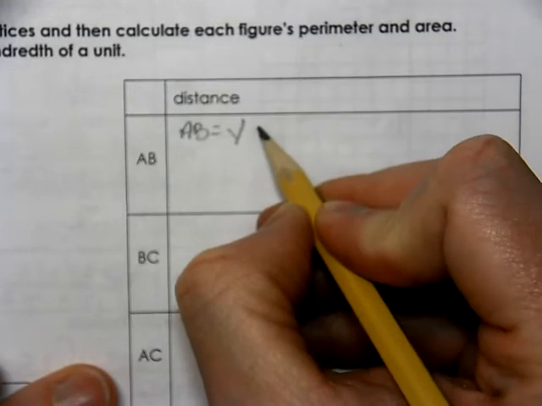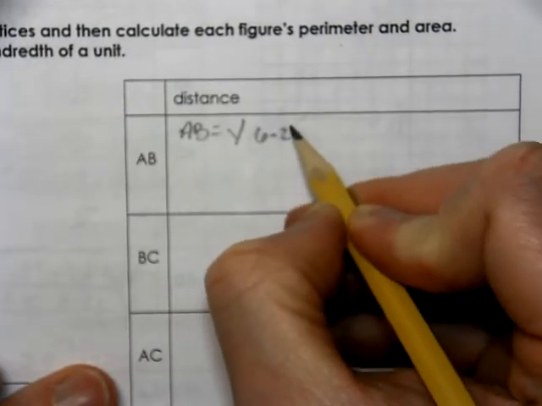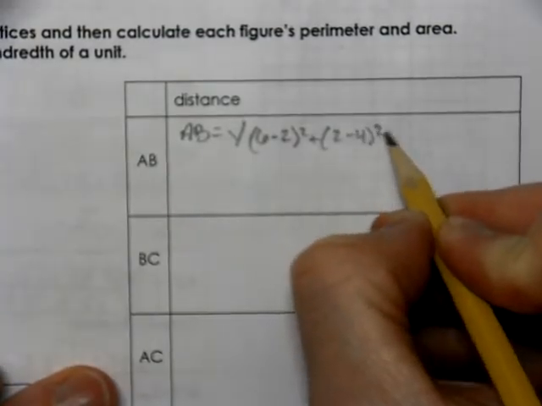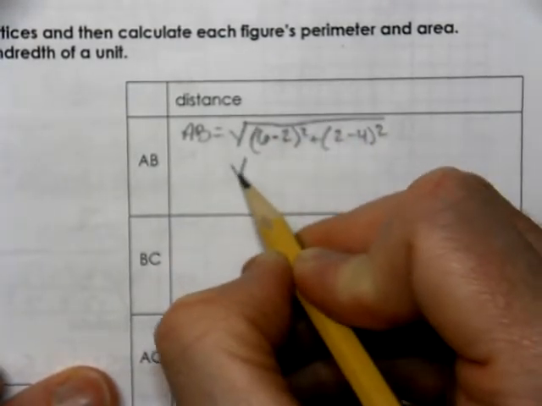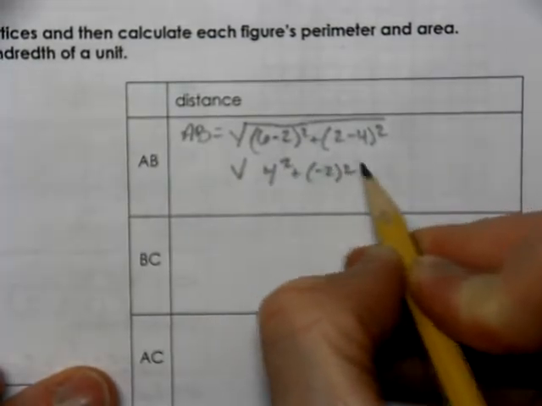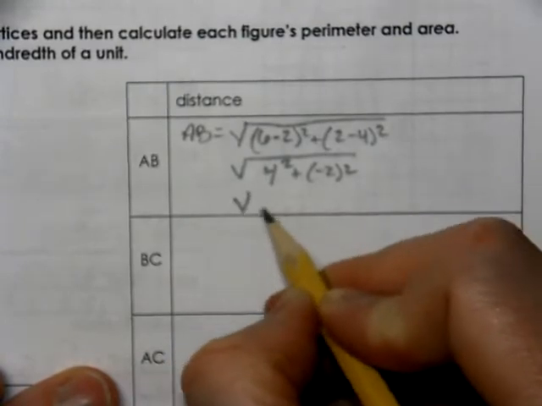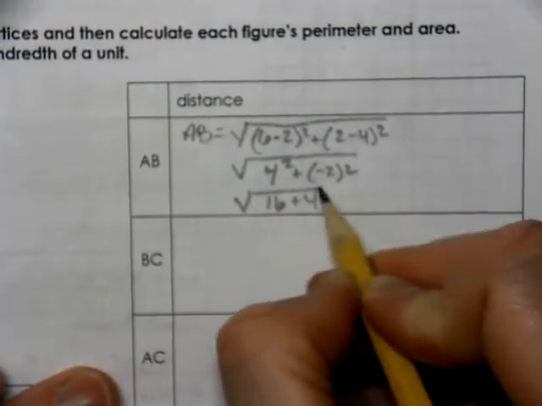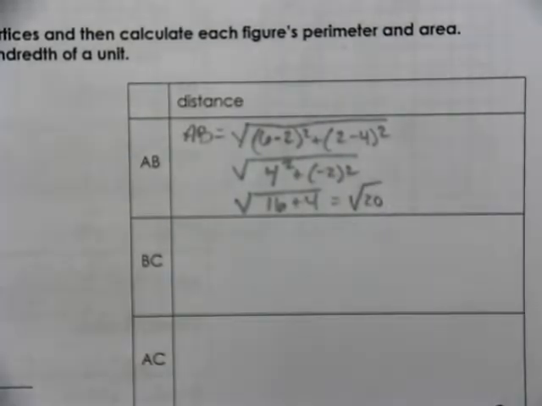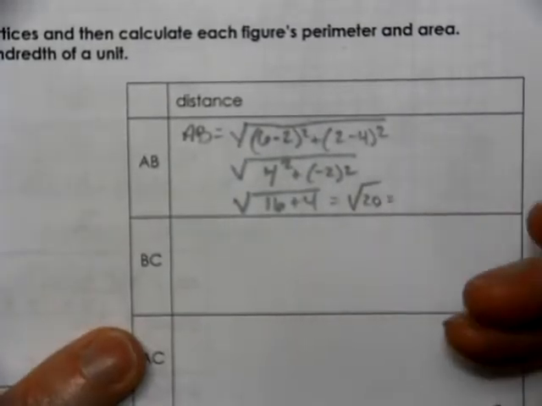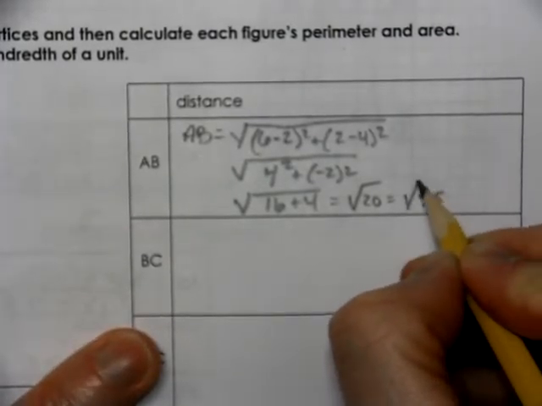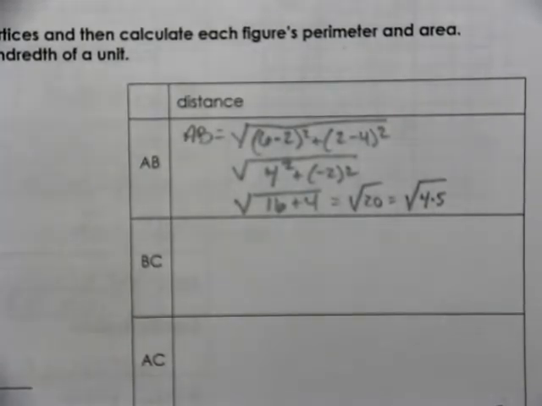So x2 minus x1 and y2 minus y1 gives us 4 squared plus negative 2 squared. 16 plus 4 is the square root of 20. You can break the square root of 20 down if you want. You can call it 2 times 10. You can call it 4 times 5. Those are both ways to multiply to be 20.